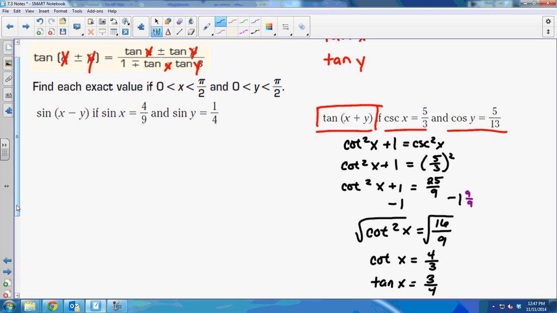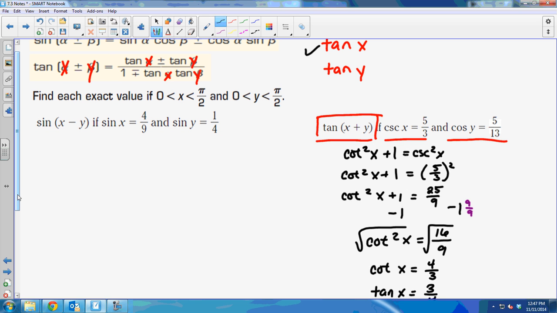All right, so I have tangent x now. That's one of the things we need. We also need tangent y. I'm going to try to cram it in over here at the side. We'll see what happens. So I know tangent squared y plus 1 equals secant squared y. How can I make cosine y into secant y? Just flip it over. So secant y is just 13 over 5.